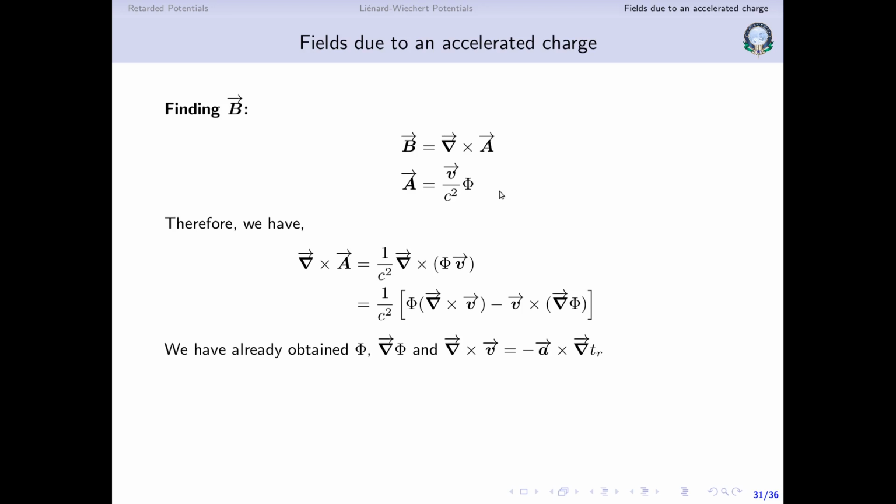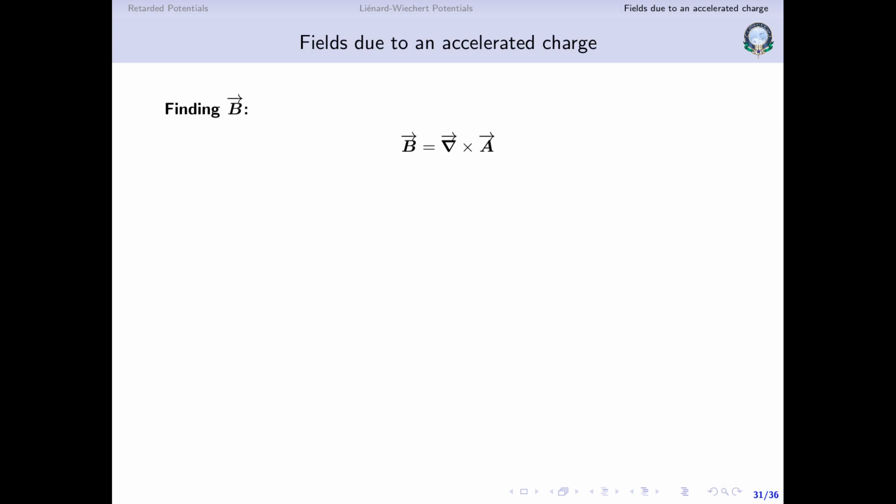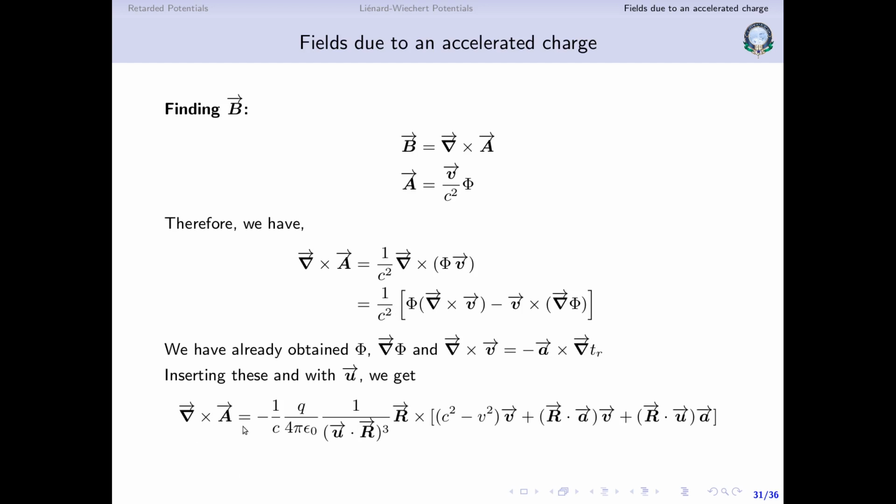the first term, gradient of R dot V. When we were trying to find out that term, there were 4 terms, and in that process we had found out what is curl of V. Curl of V is equal to minus A cross gradient of TR. So we insert these in this expression, and we use the definition of U, and that is going to give us curl of A to be equal to this.